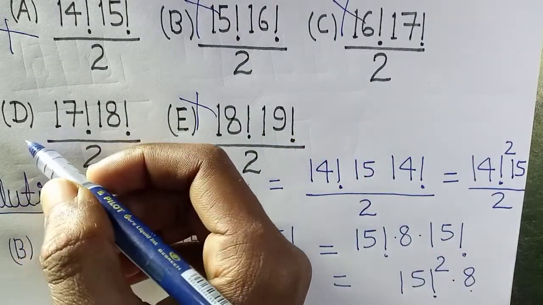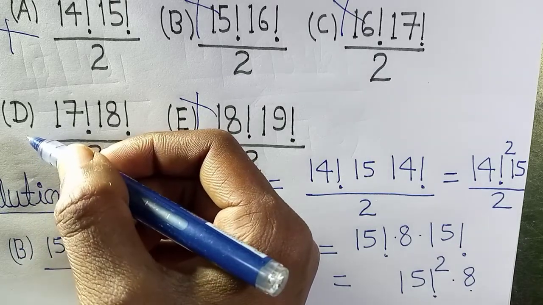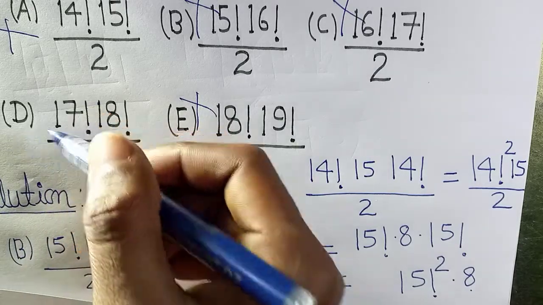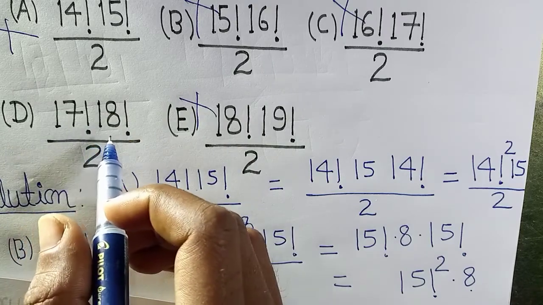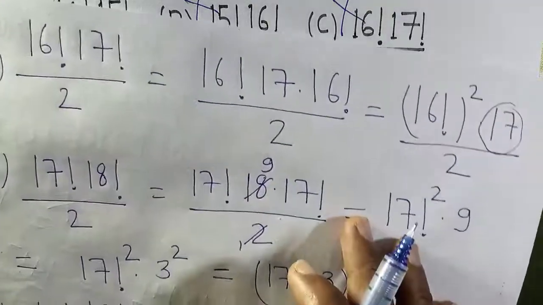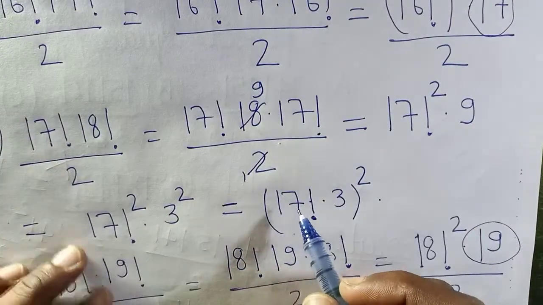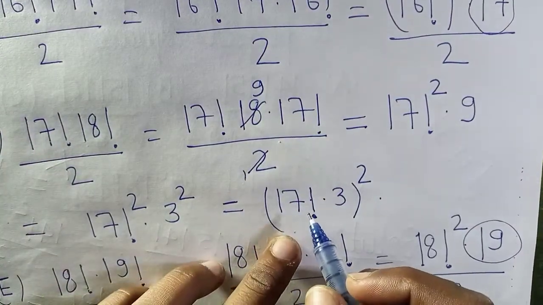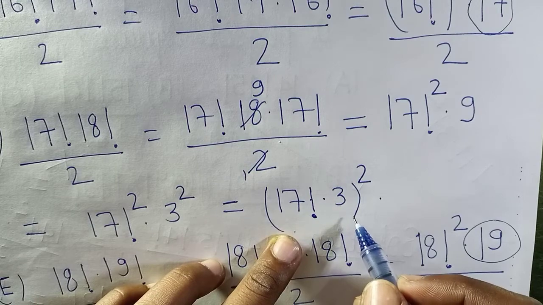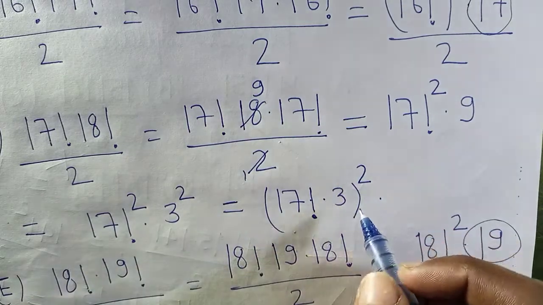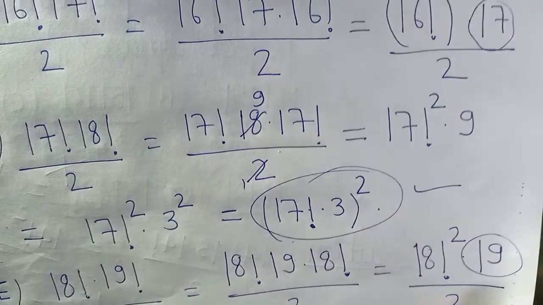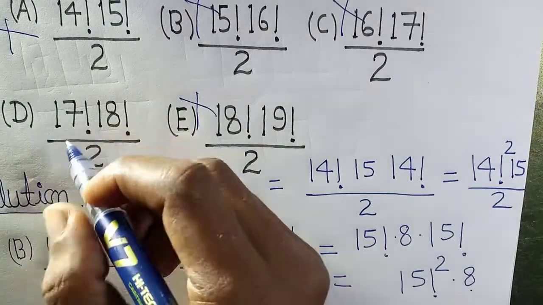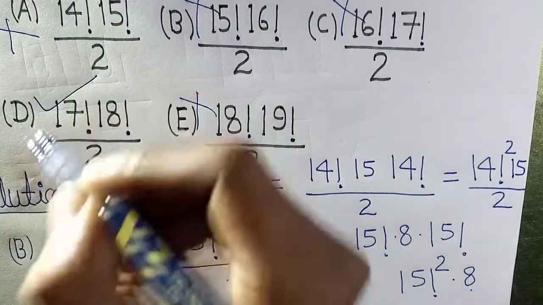And we will see that D is factorial 17 times factorial 18 over 2, which can be written finally as factorial 17 times 3 whole squared, and clearly this is a perfect square, so option D is the correct option.